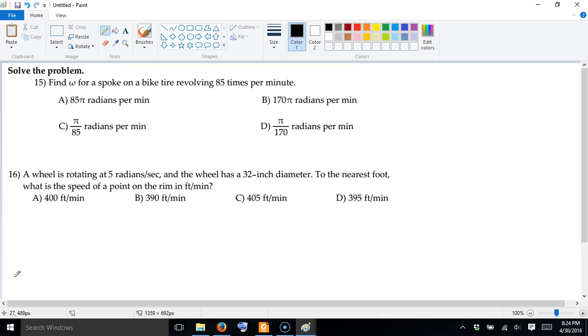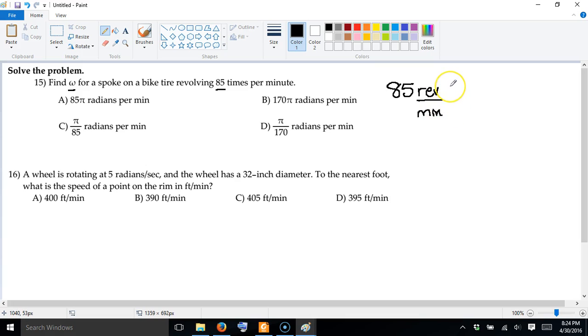So let's take a look at this one. It says, this means angular speed for a spoke on a bike tire revolving 85 times per minute. Okay, so what this means is it is rotating 85 revolutions per minute.